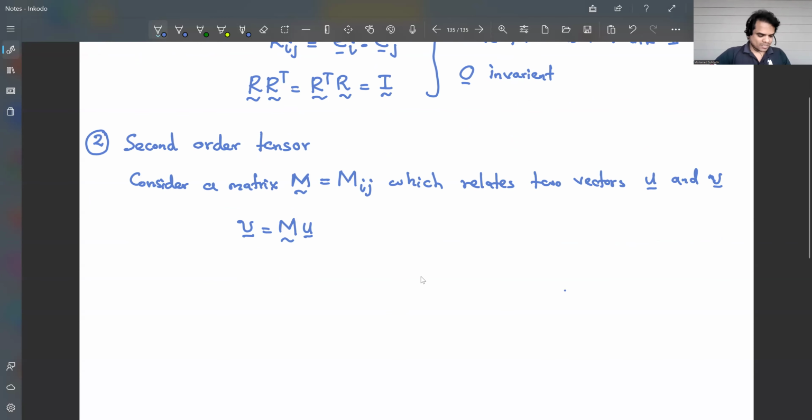Okay, we already discussed this one, right? So now this is the first one. So let's say equation number 1.